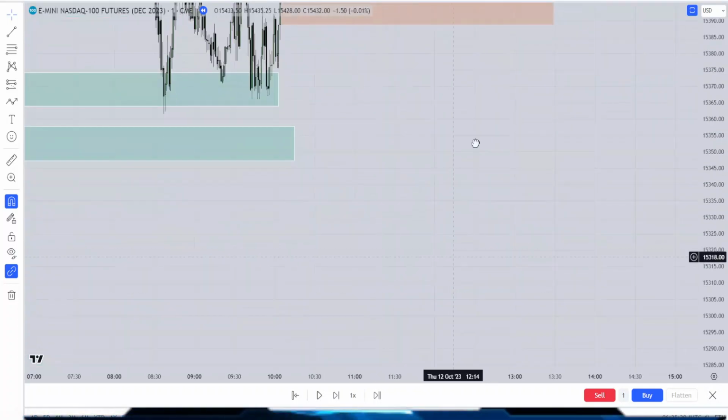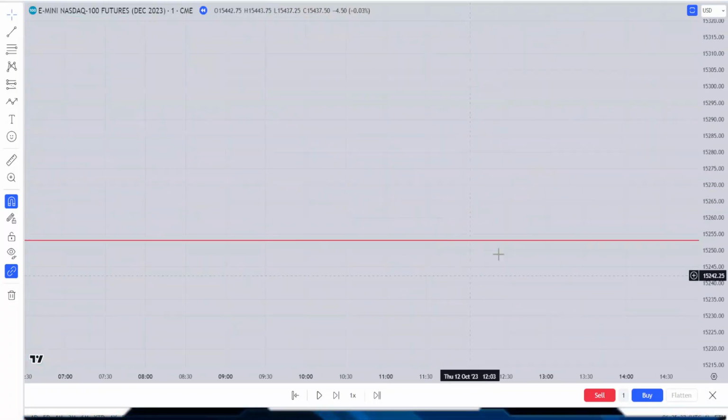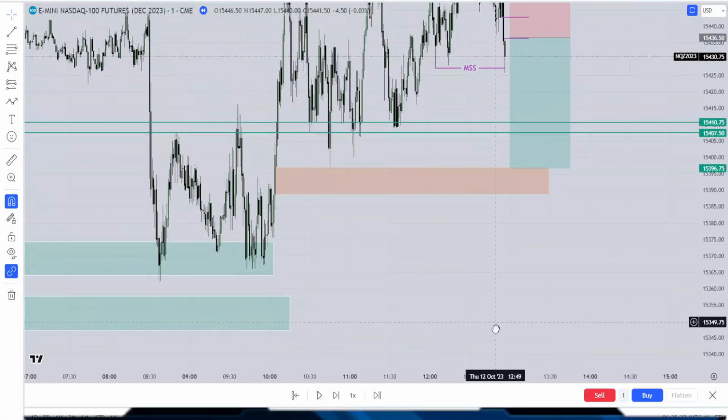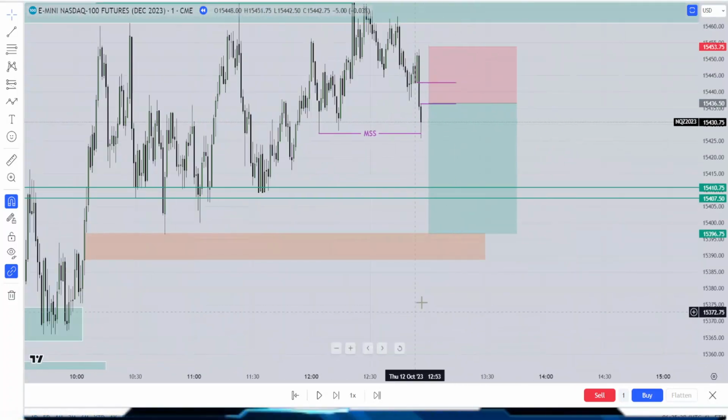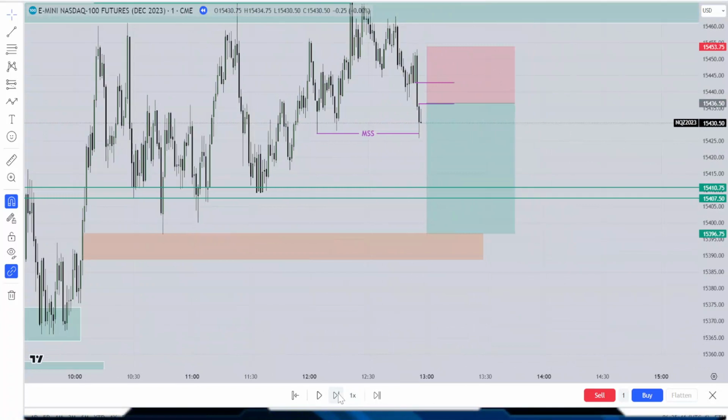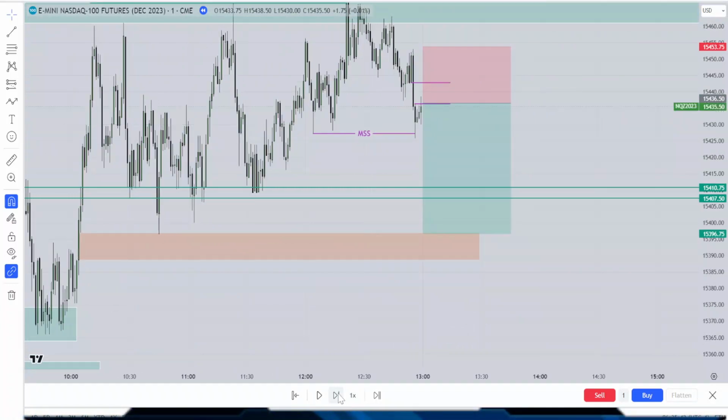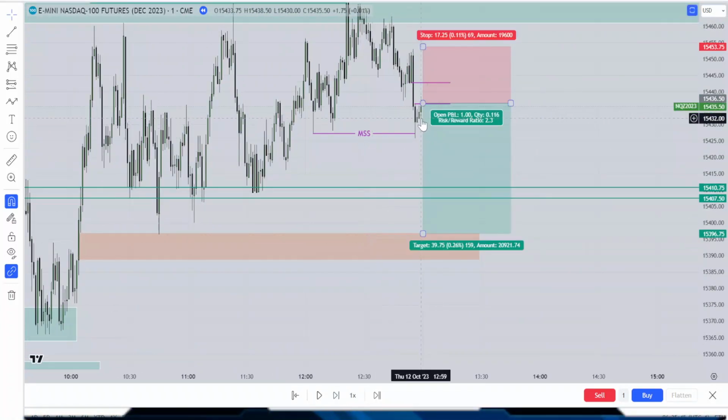But overall our idea, I mean our target, is this relatively equal low, that means this sell side liquidity. We will see. Okay, now let's go a little bit further. So here it is just 12:59. Okay, we are not even in the PM session yet.